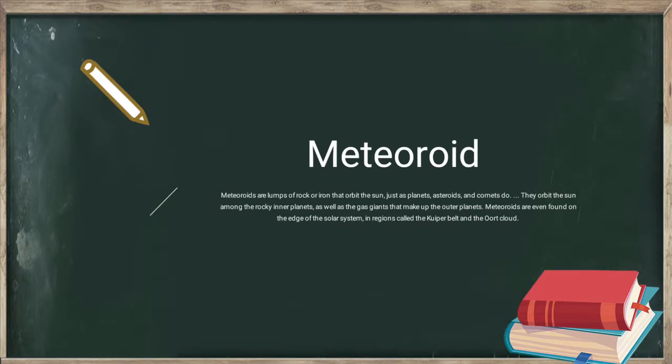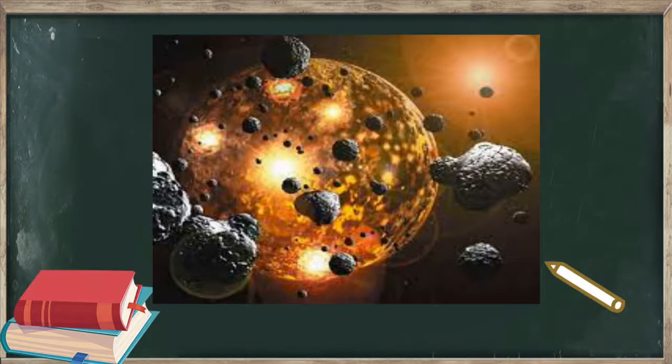Meteoroids. Meteoroids are pieces of rocks moving through space. A meteoroid is smaller than an asteroid or a comet. Meteoroids are lumps of rocks or iron that orbit the sun just as planets, asteroids, and comets do. They orbit the sun among the rocky inner planets as well as the giants that make up the outer planets. Meteoroids are even found on the edge of the solar system in regions called the Kuiper belt and the Oort cloud. This is an image of a meteoroid.